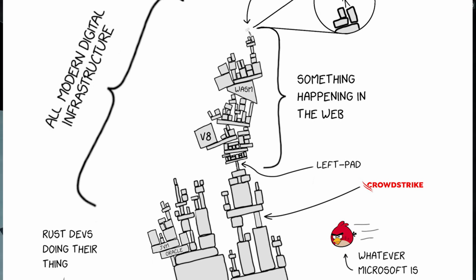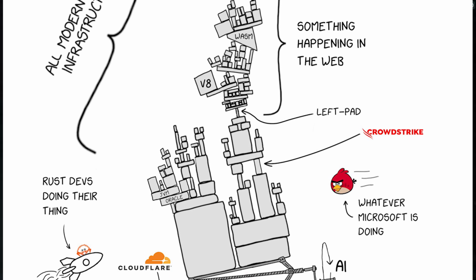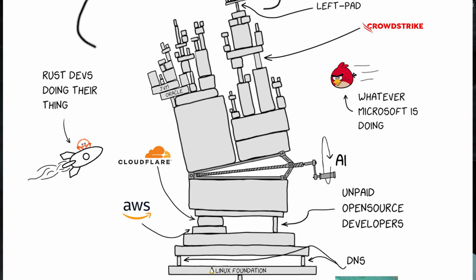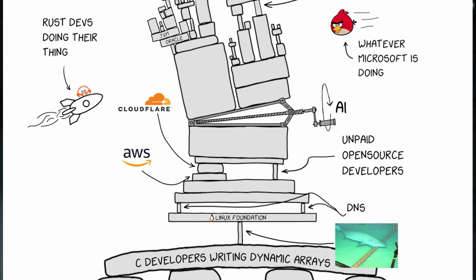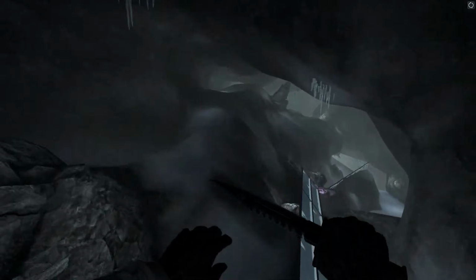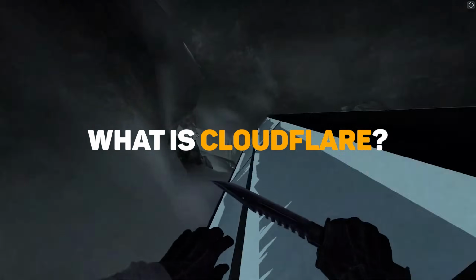The question is, why? Can a website exist without services like Cloudflare? And how exactly did one line of Rust code take down the internet? Let's figure it out. Okay, first things first. What is Cloudflare? I want you to look at my goofy drawing here.